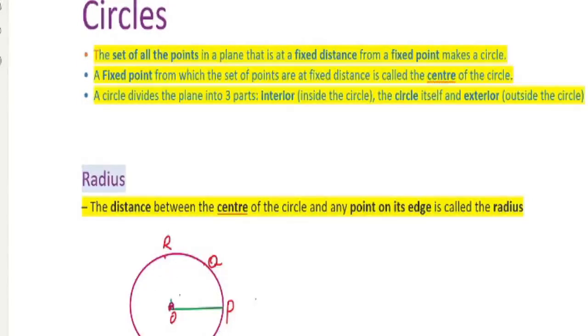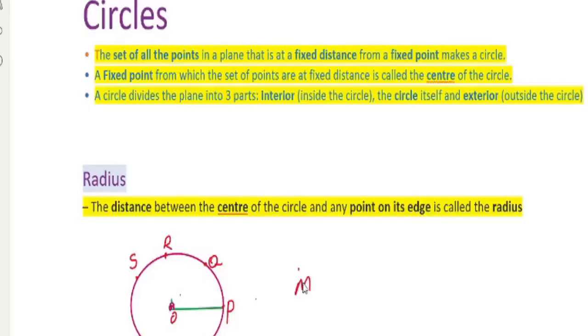Second, the circle itself. That is, here the points P, Q, R. These are the points on the circle. Here P, here Q, here R, or you can write any other point here. Suppose this point S. All these are points on the circle. So that means the circle itself. And then if we take a point outside the circle, that we call the exterior. Suppose here we are given a circle and a point M. So this point M lies outside the circle. That means it is in the exterior of the circle.